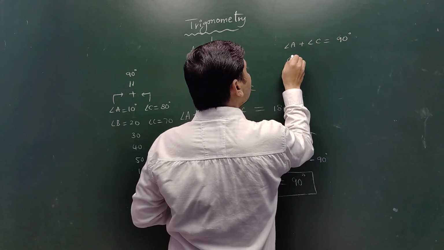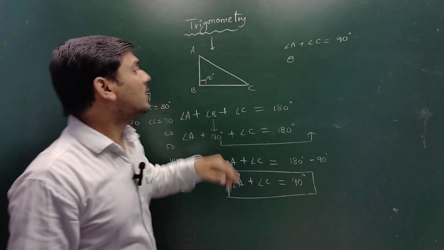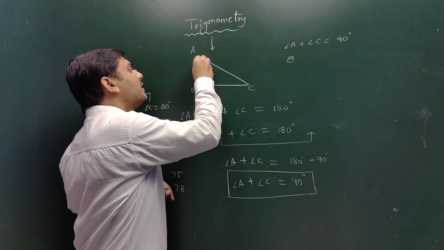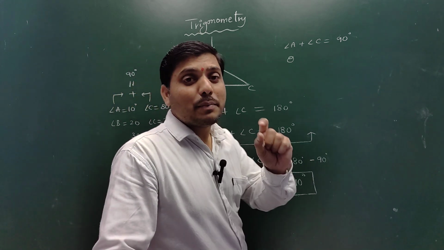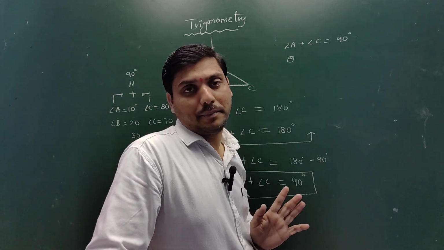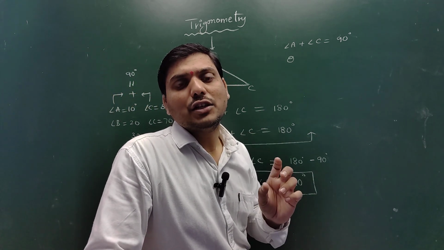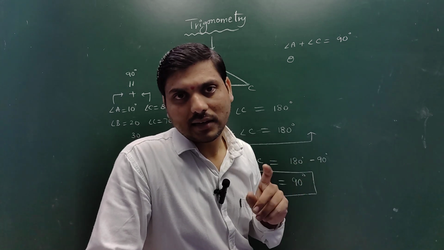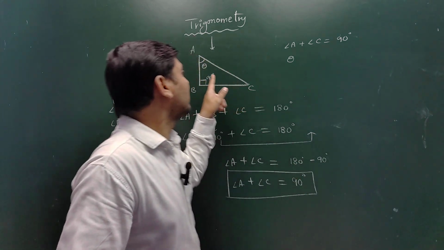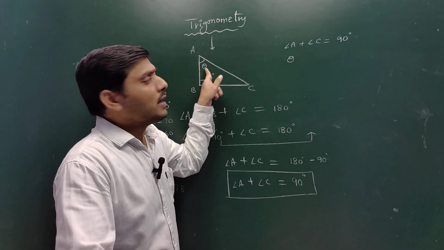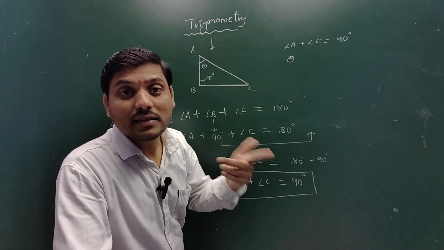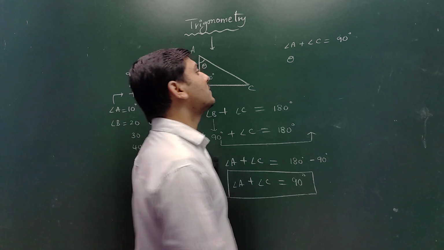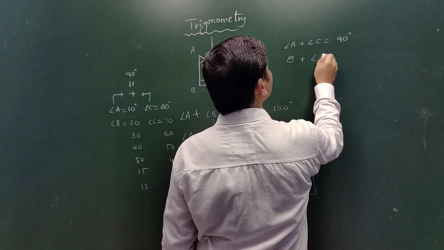If angle A is represented by theta, what do you say about theta? Theta is the representation of one angle's name. The theta is denoted by this letter. Angle A is equal to theta, then what do you say about angle C? That is very important. Come to the point.